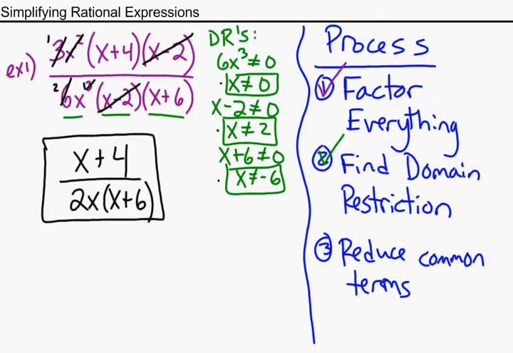Notice how if I tried to find the domain restrictions from this final answer right here, I would be missing one of them. It would be the part that got reduced, the x minus 2 that canceled out from top and bottom. So that's why I get the domain restrictions before I reduce.